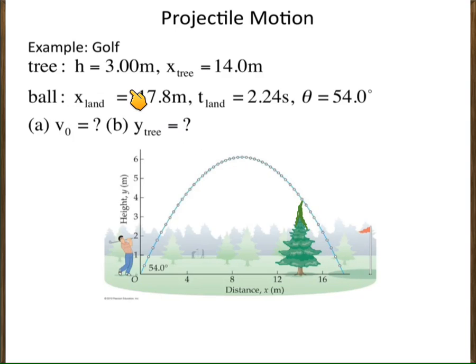The question says, the location of the tree from the initial position in the x direction is 14 meters. And the landing position of the ball from its initial position, let's say here, this is the landing position, is given as 17.8 meters. And also the landing time, that means total time of flight, is given as 2.24 seconds. And the angle of its initial velocity with the x-axis is given as 54 degrees. The question is, what is the initial speed, and the height of the tree? Okay?